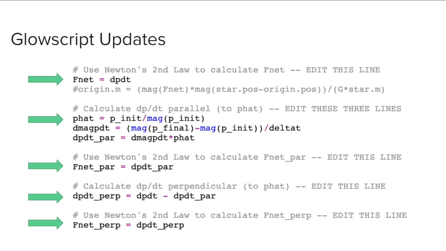The parallel component of change in momentum was found by taking the product of the change in magnitude of momentum and the direction. The perpendicular component of the momentum was found by subtracting the parallel component from the total rate of change of momentum. The net parallel force was set equal to the parallel component of the momentum, and the net perpendicular force was set equal to the perpendicular component, both based on Newton's second law.